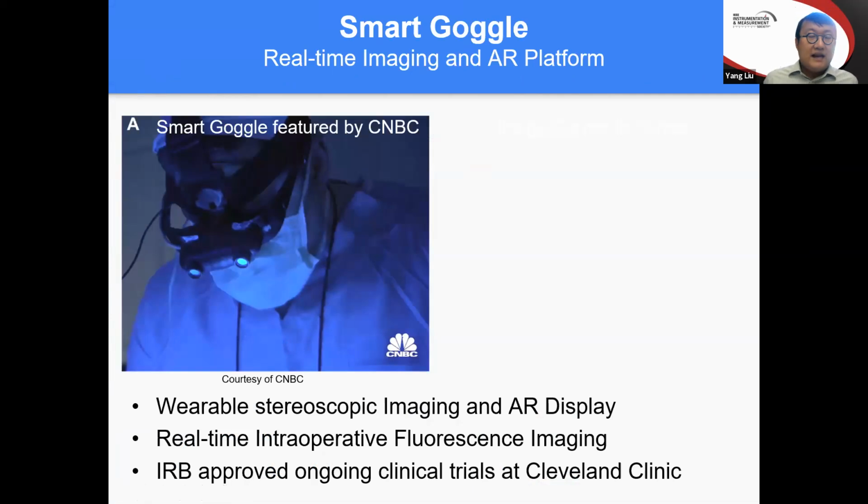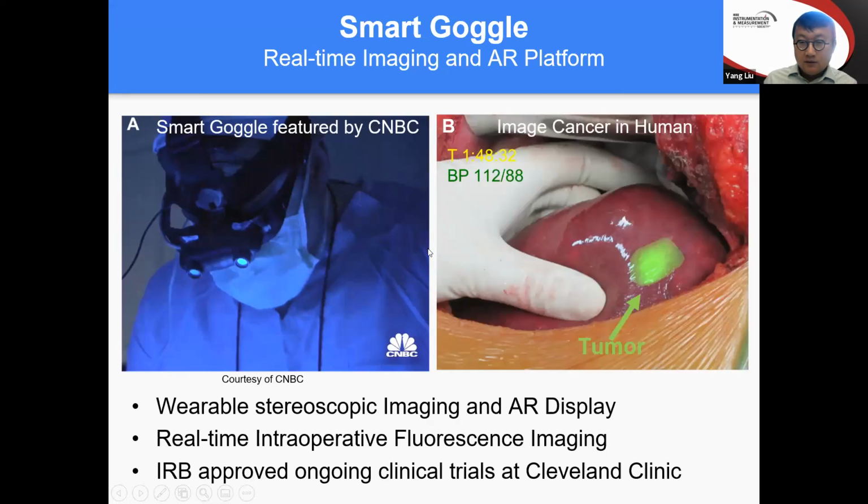To overcome those challenges, in the past decade, our lab has been looking at different solutions. One of the technologies we came up with is called the smart goggle. It's a real-time imaging and augmented reality platform. On the left is a prototype of our smart goggle, which is featured by CMDC. It offers variable stereoscopic fluorescent imaging and 3D display.